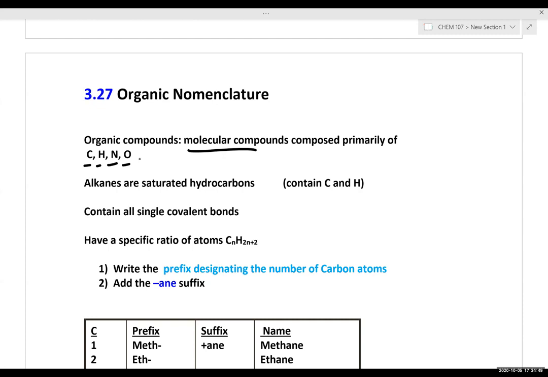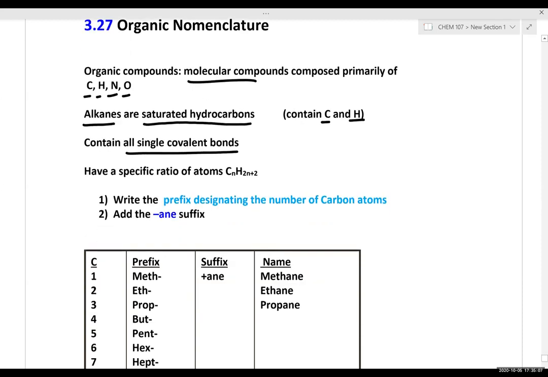And let's talk about the first major class of organic compounds, which are known as alkanes. These are saturated hydrocarbons. They contain only carbon and hydrogen and only single covalent bonds. Now, alkanes have a unique formula of the form CnH2n+2. So for example, CH4, C2H6, C3H8, these are all common formulas of alkanes.